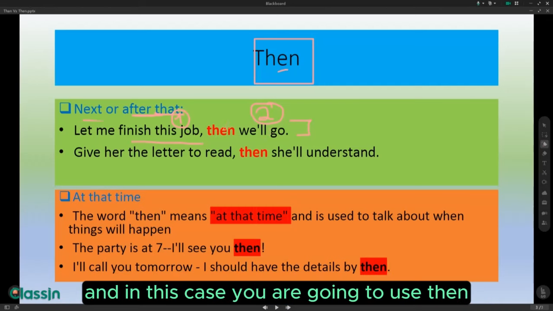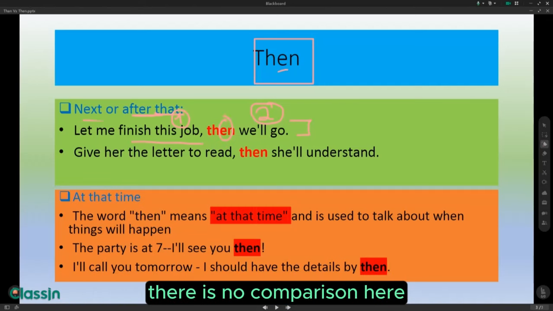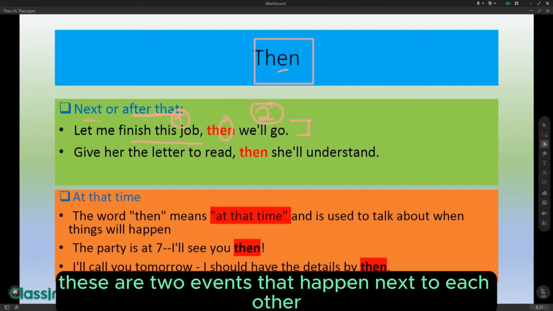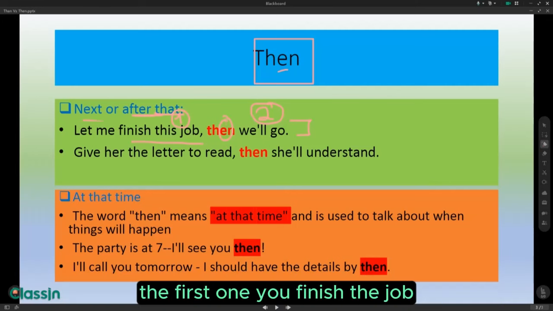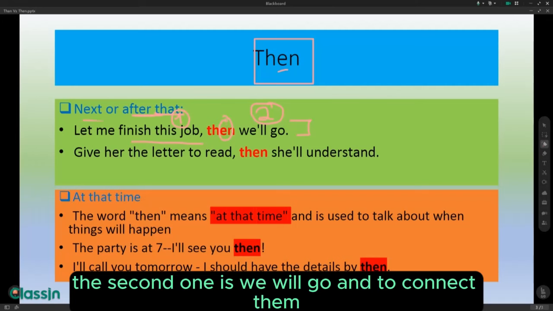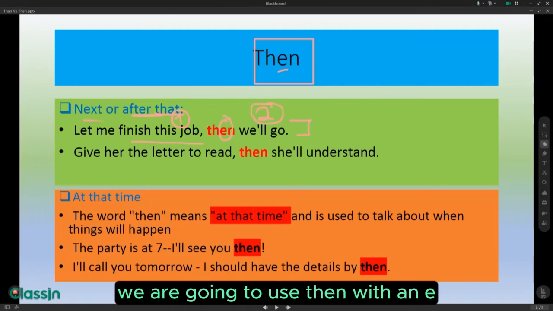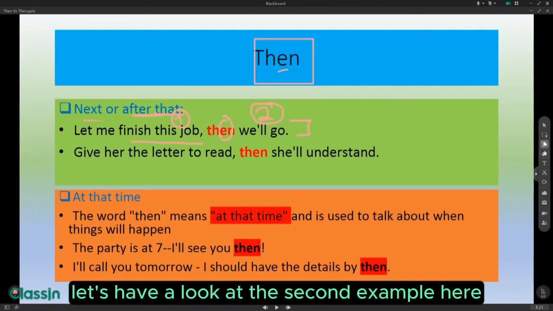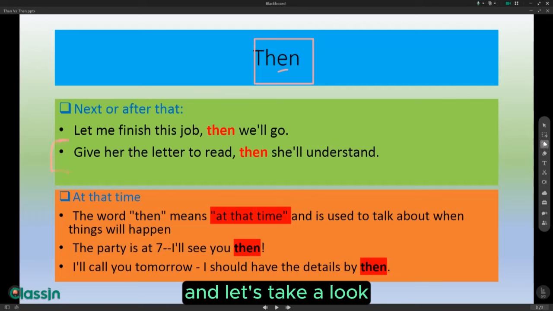And in this case, we are going to use then. There is no comparison here. These are two events that happen next to each other. The first one, you finish the job. The second one is we will go. And to connect them, we are going to use then with an E. Let's have a look at the second example here.